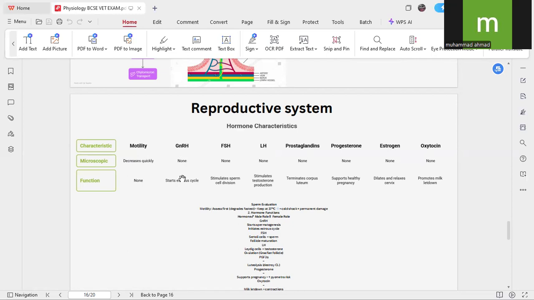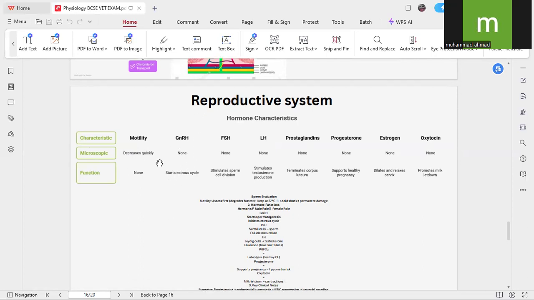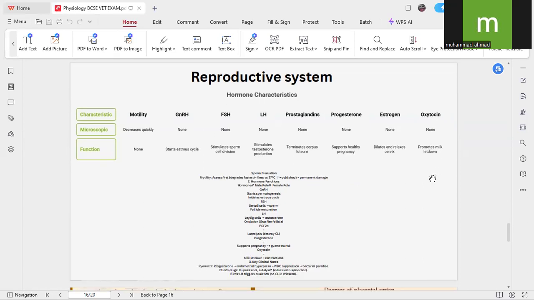So GnRH, their function is to start the estrous cycle. FSH stimulates sperm cell division. LH stimulates T4 and prostaglandin terminates the corpus luteum. Corpus luteum is involved in the maintenance of the pregnancy. P4 supports a healthy pregnancy. Estrogen dilates and relaxes the cervix, and oxytocin promotes milk letdown.